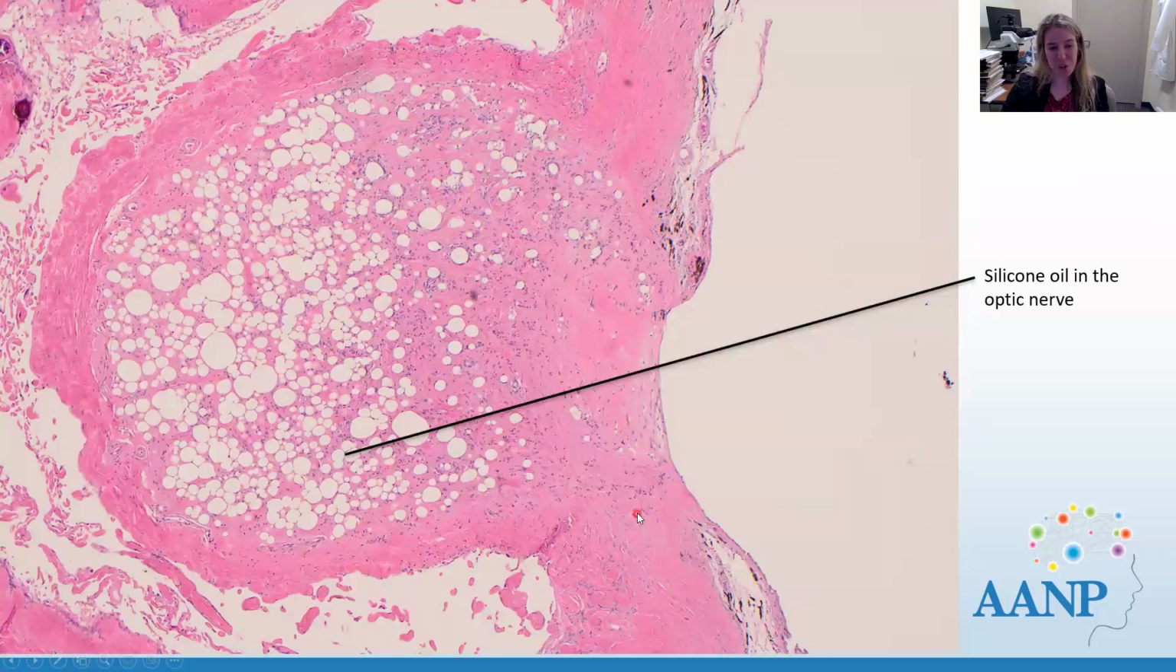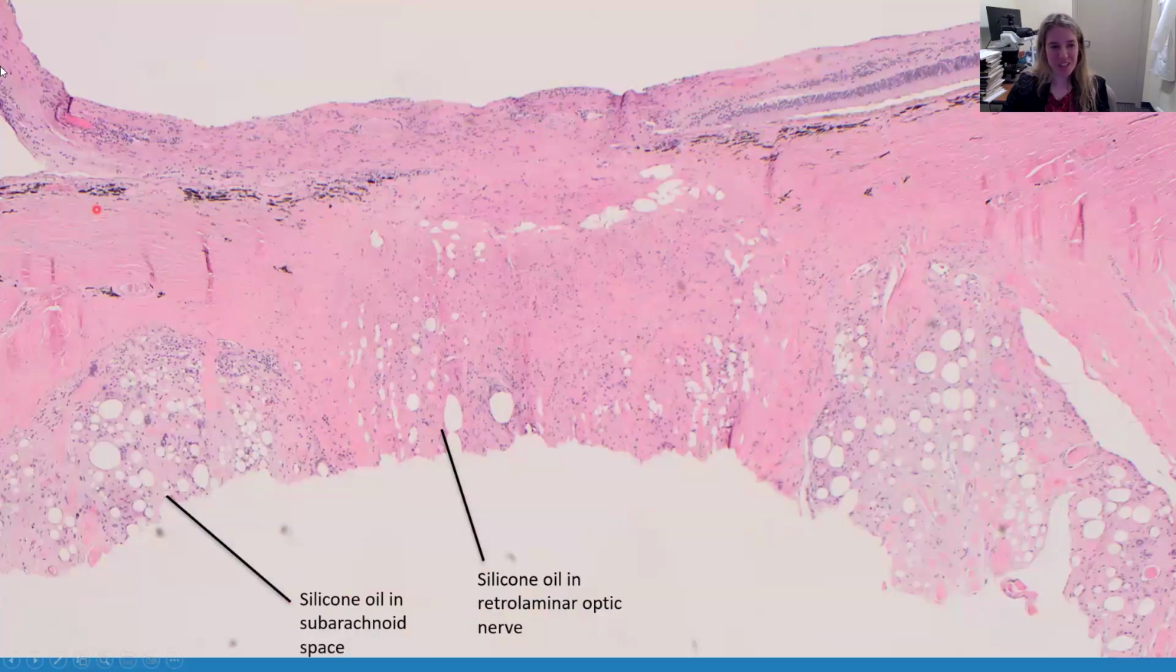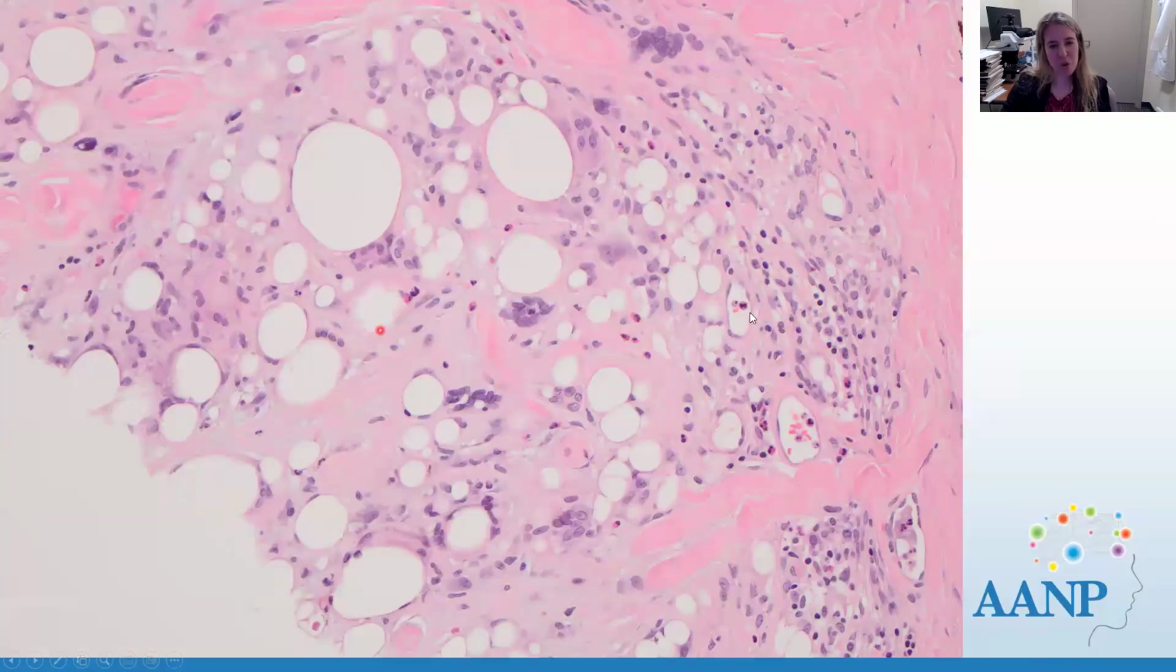It can even get into the optic nerve. So here, this is retina up here, optic nerve. You can see it gets into the retrolaminar optic nerve behind the lamina cribrosa. And in this particular case, it even got into that subarachnoid space where there's silicone oil. I'm not quite sure how it got into that space, but there's also a granulomatous reaction to the silicone oil.